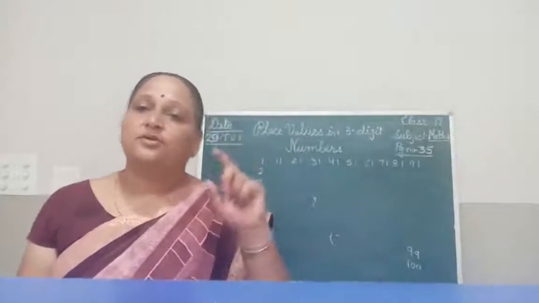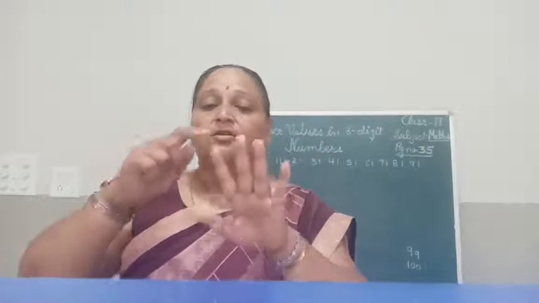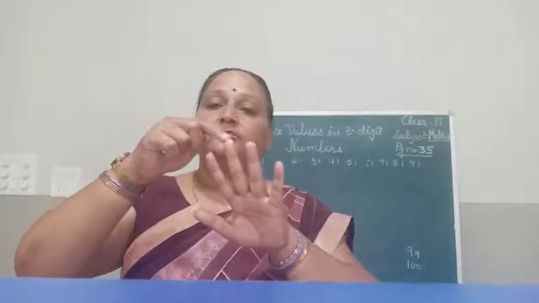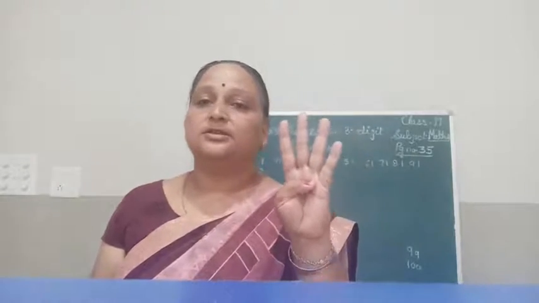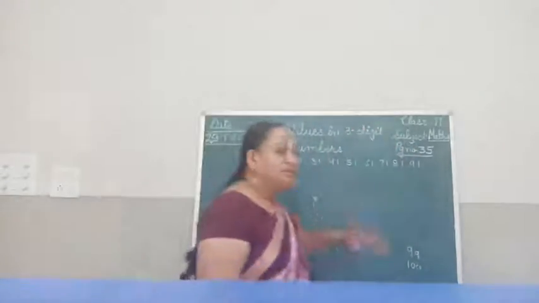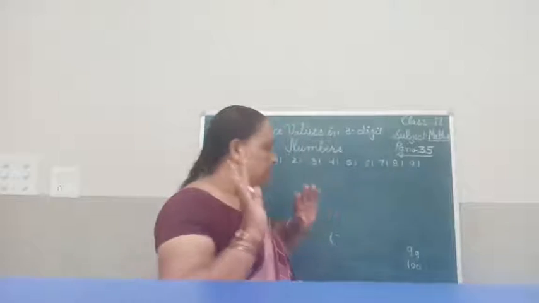We have written the counting from 101 to 1000. But the 1000, 1, 0, 0, 0, there are 4 digits in the number 1000. So 1000 is the 4-digit number. But we are not going to the 4-digit number. We are just learning 3-digit numbers.